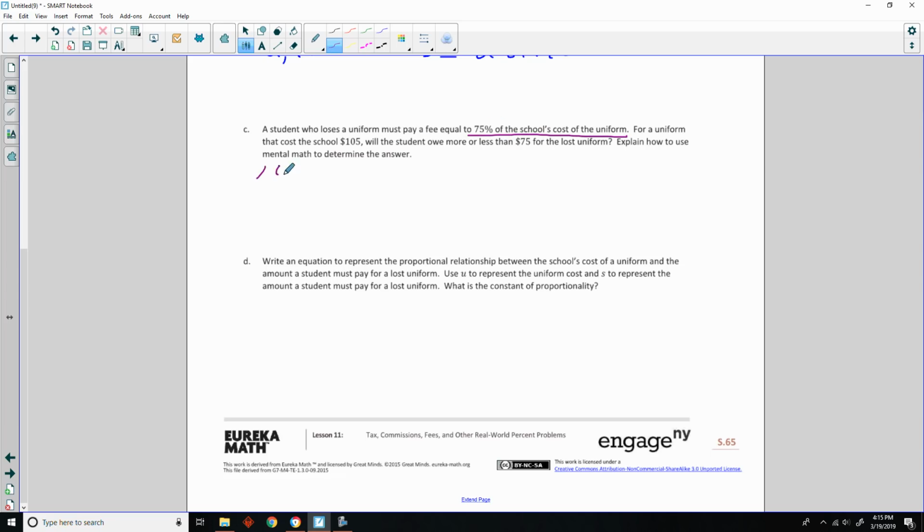75% of $100 times 0.75 equals $75. The uniforms are $105. So it says, will the student owe more or less than $75? Well, if the uniforms are $5 more than this, then it's going to be 75% of $5 more than $75. They didn't ask how much, so I'll move on.